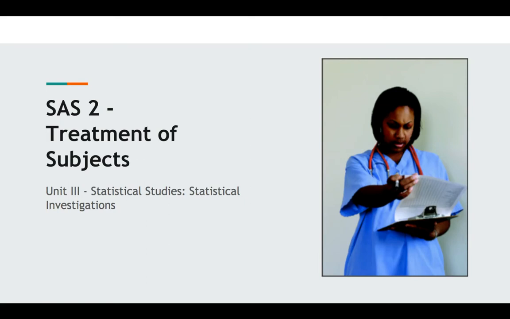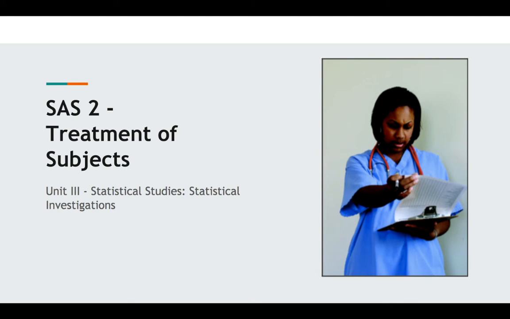Well, good morning. Today's lesson is on the treatment of subjects. We are in the unit Statistical Studies in the subsection of Statistical Investigations. You've seen research studies, and we've looked at a few examples of them, but did you know that there are laws regarding statistical studies and the treatment of certain subjects, specifically human subjects? Let's look at some of them.